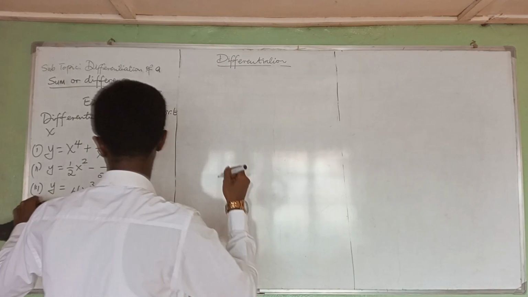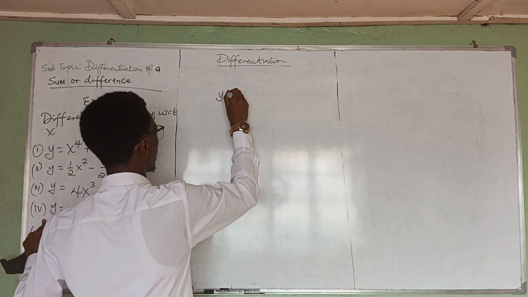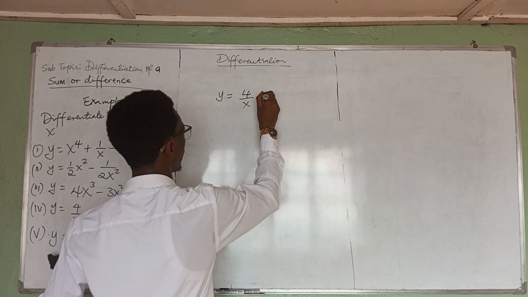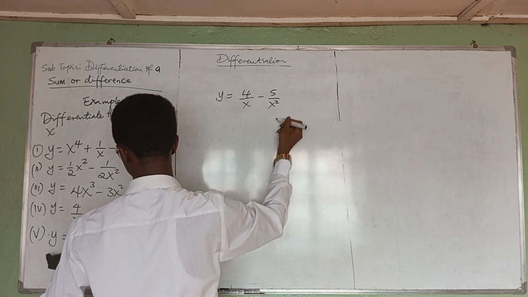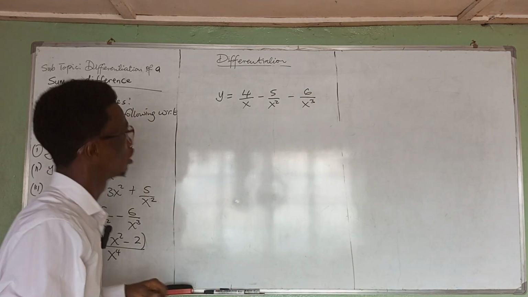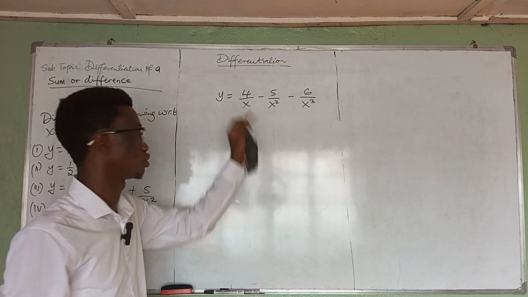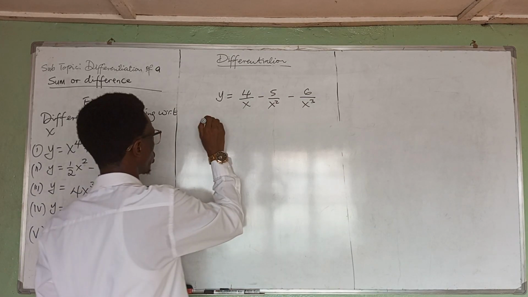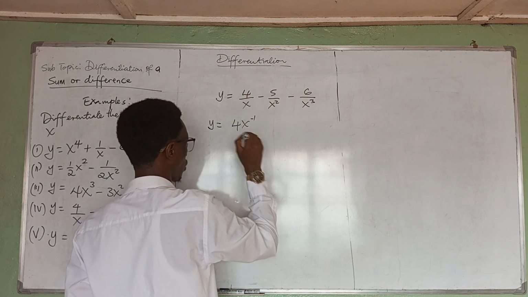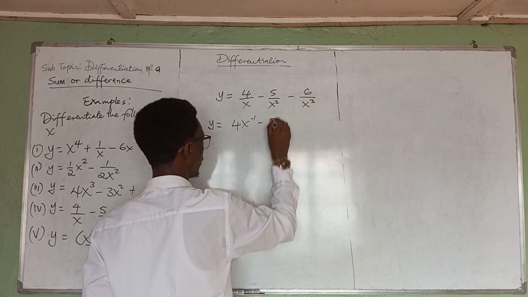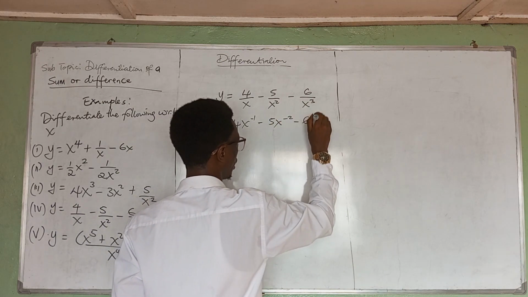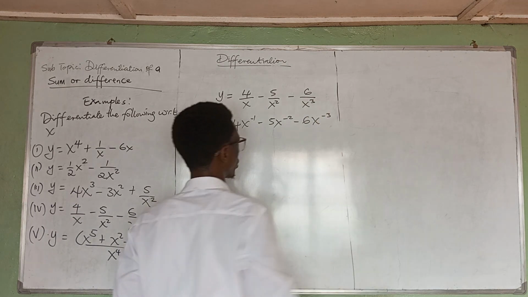Okay, so the next question says y equals 4 over x minus 5 over x squared minus 6 over x cubed. Okay, so the same thing, all these fractions, you have to change them to a whole number. So this becomes y equals 4, and you're taking the x up, becomes minus 1, and this is minus 5x, and that becomes minus 2, minus 6x, and that becomes minus 3.